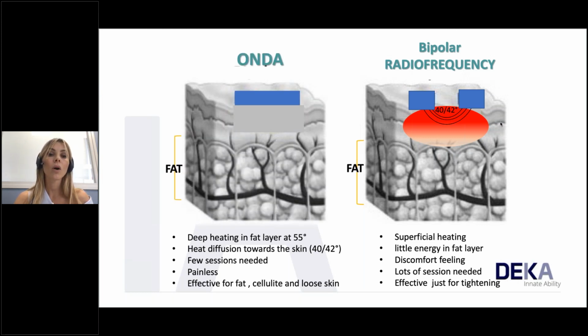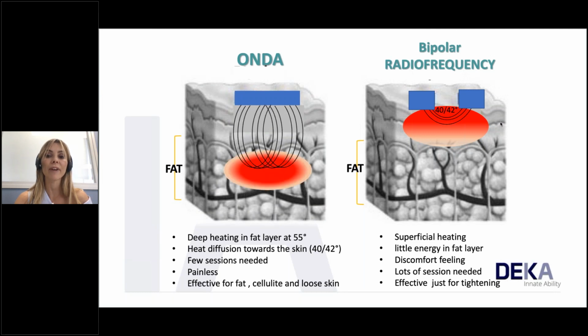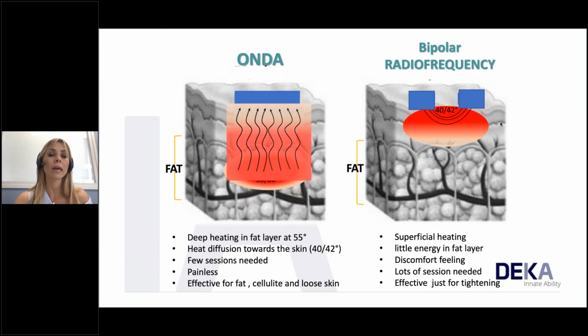On the contrary, Onda is able to heat the fat, melting the fat, at the beginning skipping the skin. Then this heating will start to spread all around, and that explains the action even in the area which has not been treated. And at the same time, it will go up, involving the dermis, involving the epidermis, and so giving me a triple action on fat, cellulite, and skin tightening.